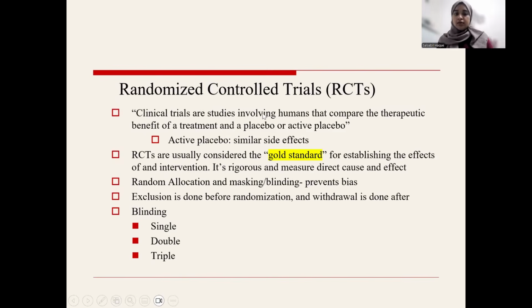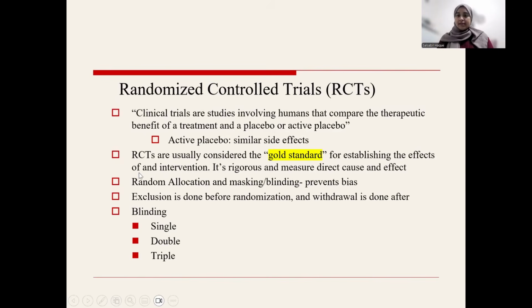RCTs, randomized control trials, they are the gold standard for establishing cause and effect because directly it's a trial, it's an intervention that you give and you measure the outcome. So that's the best measure of cause and effect. Okay, you need to know that it's rigorous and it directly measures cause and effect. This is also from the MCQs.